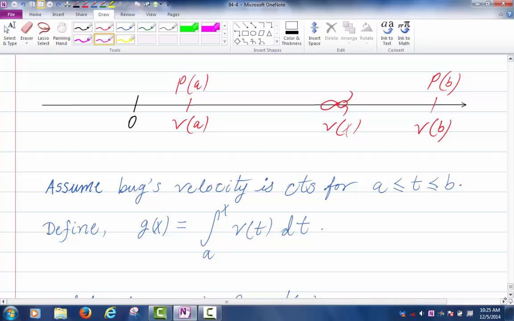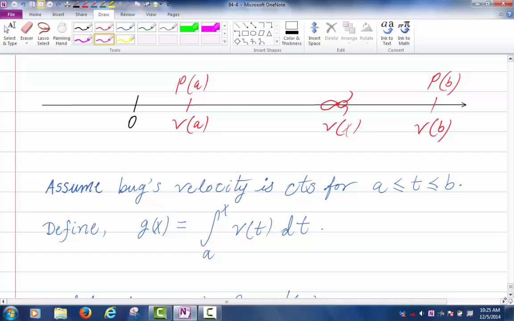What does that mean? It means that the velocity cannot fluctuate all of a sudden. Velocity cannot go from -1 at this moment and then the very next moment it becomes 5 or something else. Is that making sense? So the velocity, I'm assuming, is continuous here.